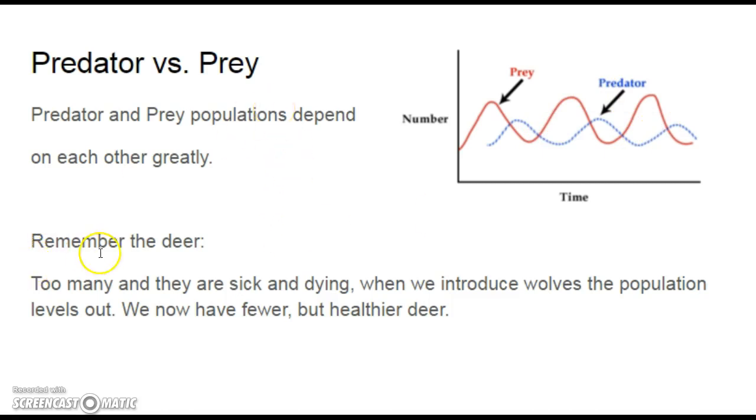Remember, with too many deer, they are sick and dying. When we introduce wolves into the population, it starts to level out. So now we have fewer deer, but they're healthier. This is a density dependent factor. The wolves eating deer depends on how many deer there are.